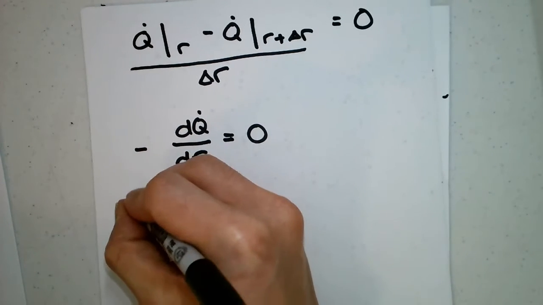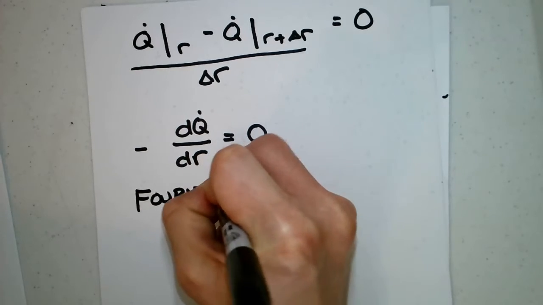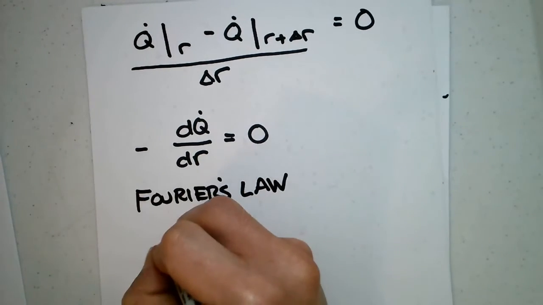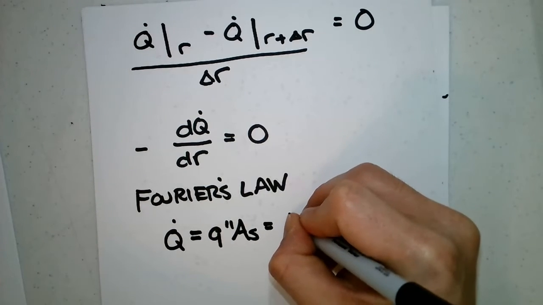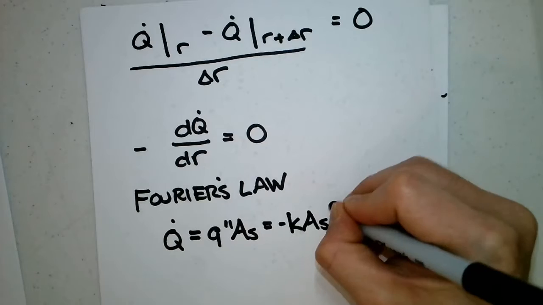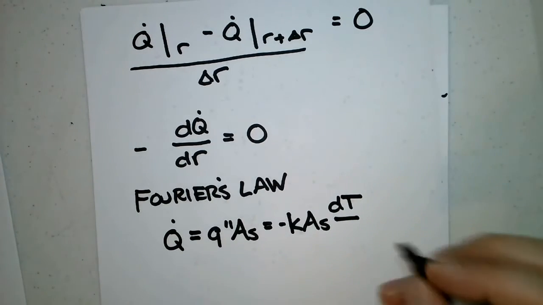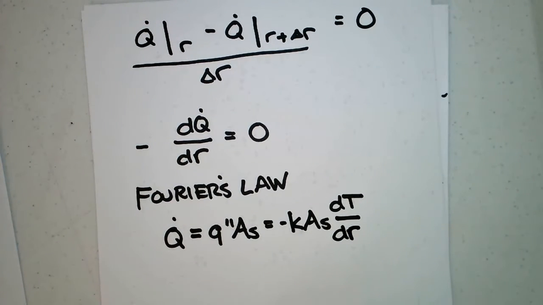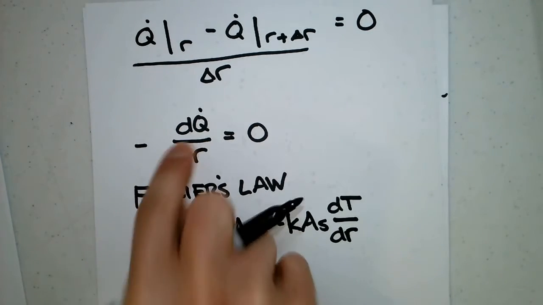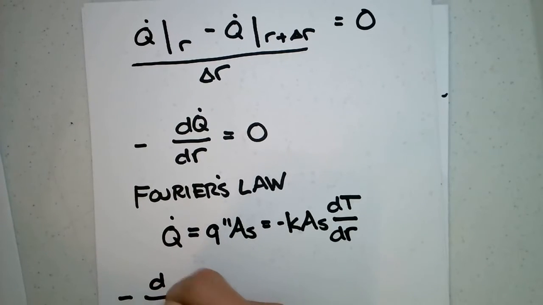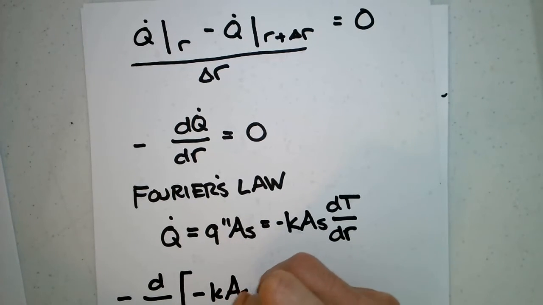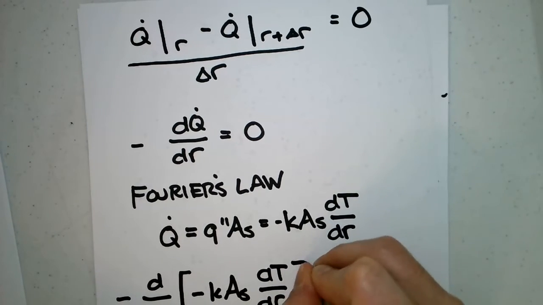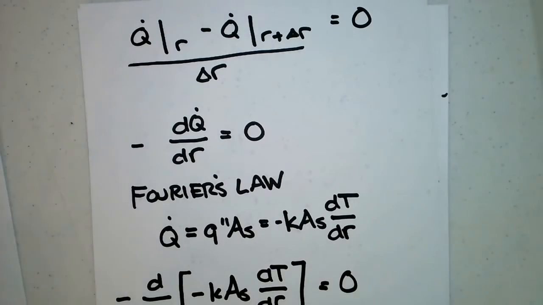Let's take the balance this way. Fourier's law, written for Q, is negative k A_s dT dr. In this case, we're moving along in R. All right, so let's replace this in for Q, equals 0.